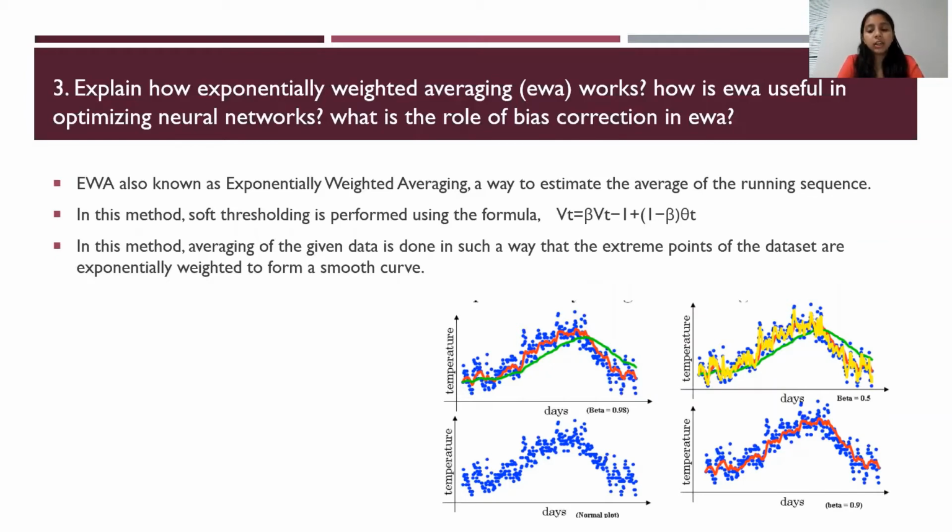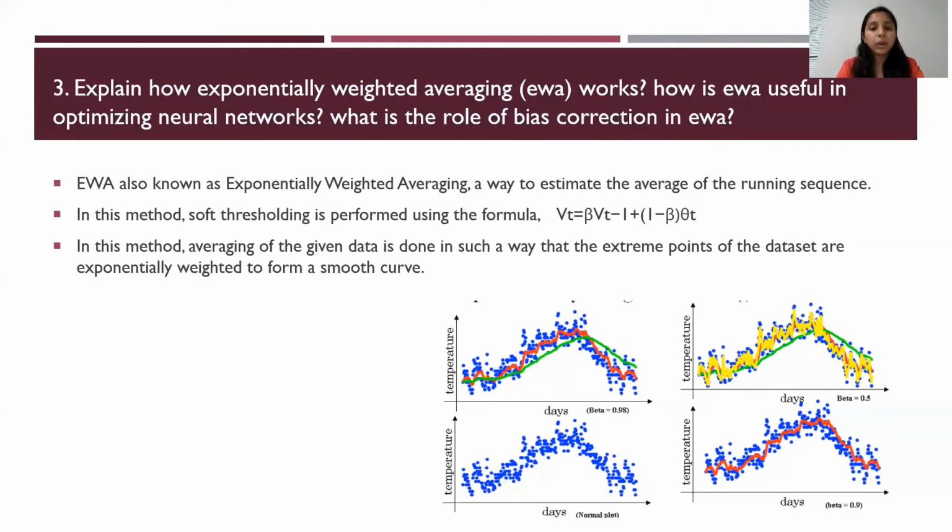So you can see in this image that in the first image, the red line is the average and the green line is the exponentially weighted average. So I would like to take the same example that was given in the class. If we have a data set of temperature on each day, then on each day we are calculating an EWA point.